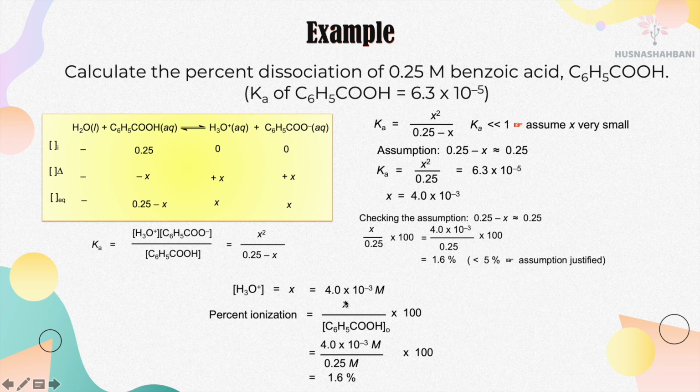Percent ionization is the percent of acid dissociated. It's the value of x. So this is it: 4 times 10 to the power of negative 3 over the initial concentration, 0.25, times 100, and you'll get 1.6%. This is how much the benzoic acid dissociated in water.